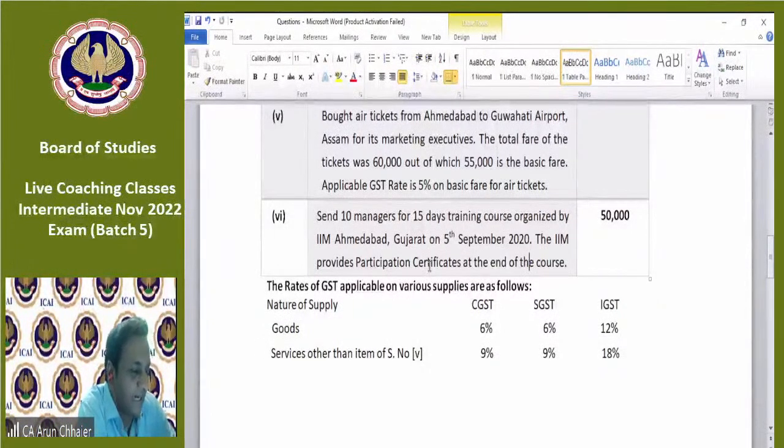The answer is taxable. For IIM long-term courses, of 1 year or more, that is exempted. But a short-term diploma certificate course, like this one which is only for 15 days, is not exempted. This is taxable.